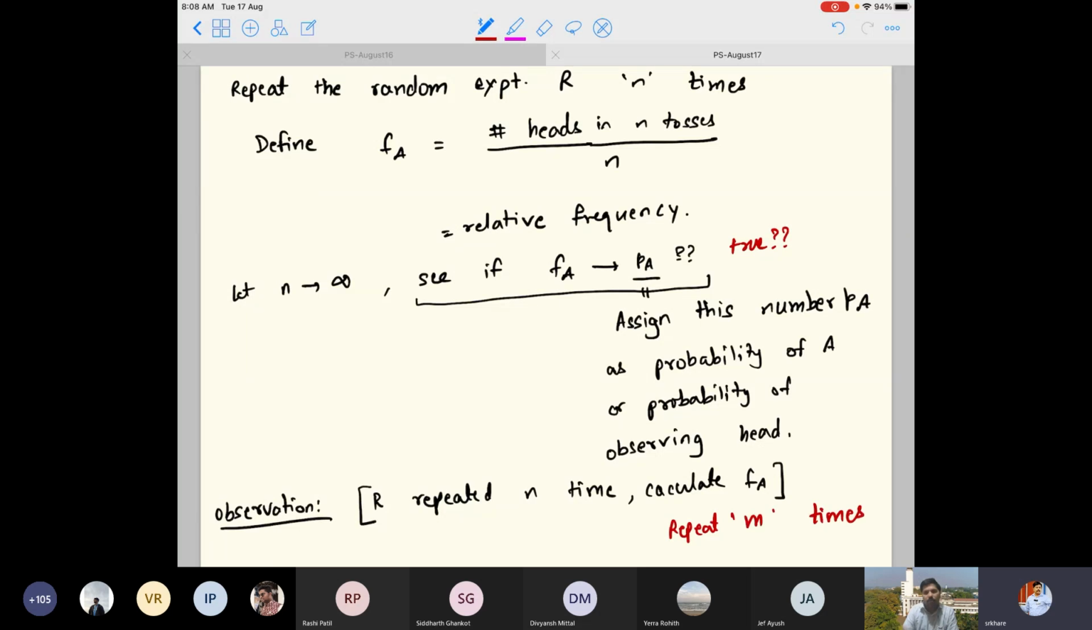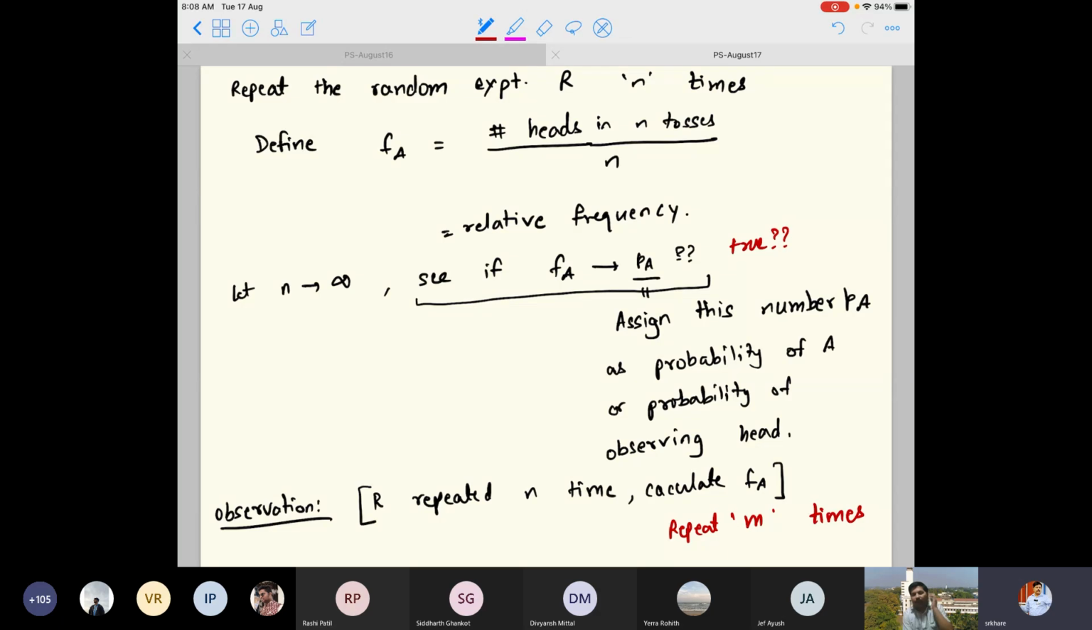I can do that. Do you all agree that I can do that? I have a coin, I'll toss it 10 times, I'll calculate relative frequency. Then I'll toss the coin again n number of times and I'll again calculate the relative frequency. What do you think? Are the relative frequencies going to be the same in both the cases? No, sir, the relative frequencies might differ.